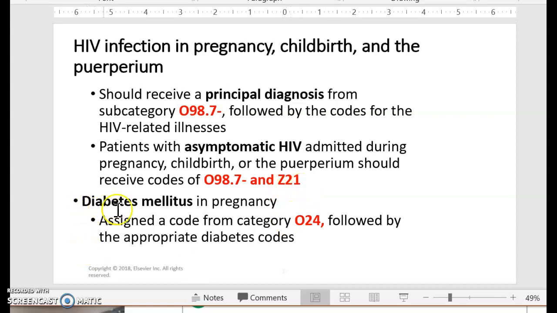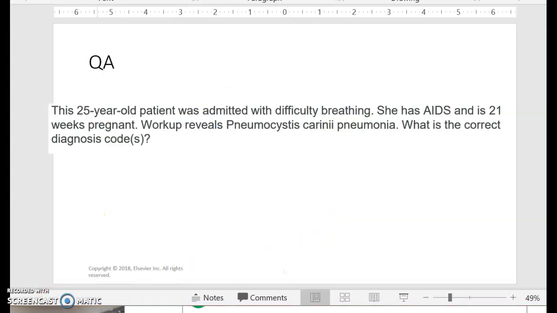If the mother presents with any kind of complications by diabetes, our code starts with O24. Let's review a quick scenario. A 25-year-old patient was admitted with difficulty breathing. She has AIDS, is 21 weeks pregnant. Workup reveals pneumocystis carinii pneumonia. What is the correct diagnostic code?